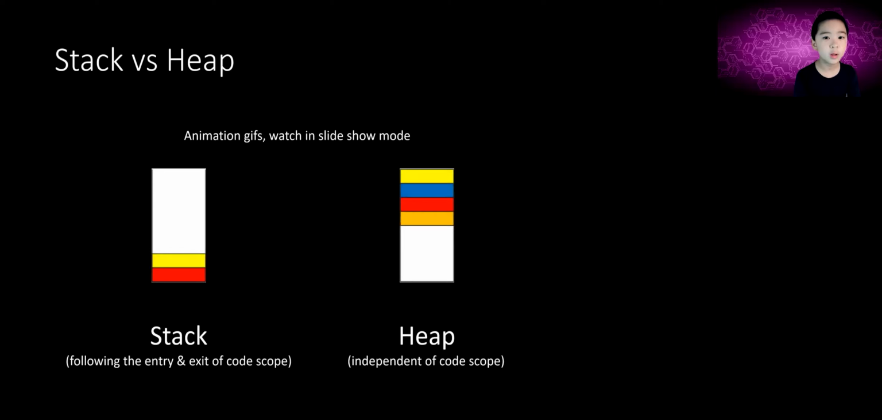Next, we're going to talk about the heap. Like we explained, variables in the stack follow the entry and exit of code scope. But what about variables in the heap? They're actually independent of code scope, which means they stay in the memory throughout the whole life of your program until you decide to destroy them or your program quits.